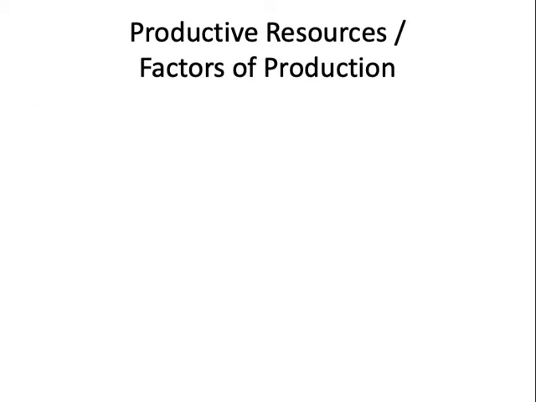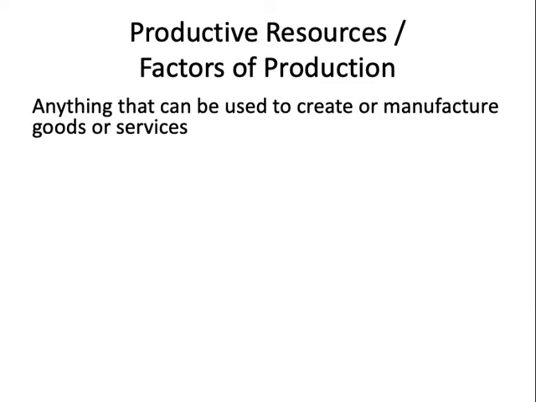So if we go on with today's lesson, we want to first start by looking at productive resources and factors of production. So what are these two things? You may have encountered these terms in a geography class or other business courses, but essentially what they are is anything that can be used to create or manufacture goods or services. Things that aid in production, things that are used to do work, to do economy. Effectively they come in a few different categories.